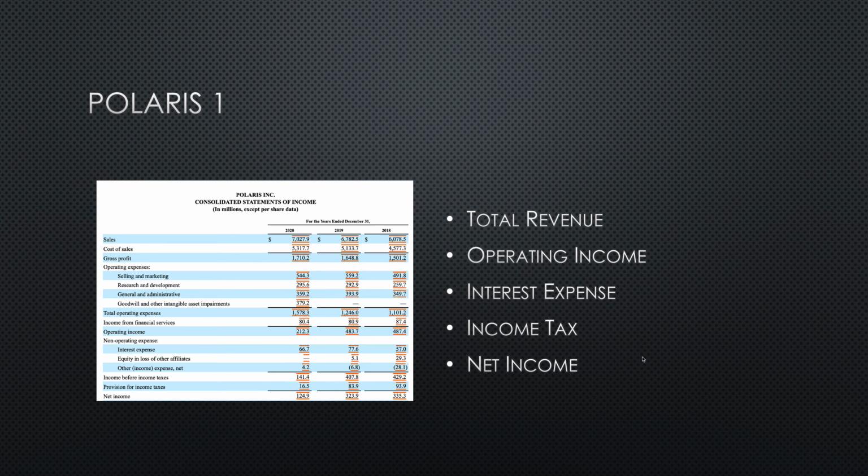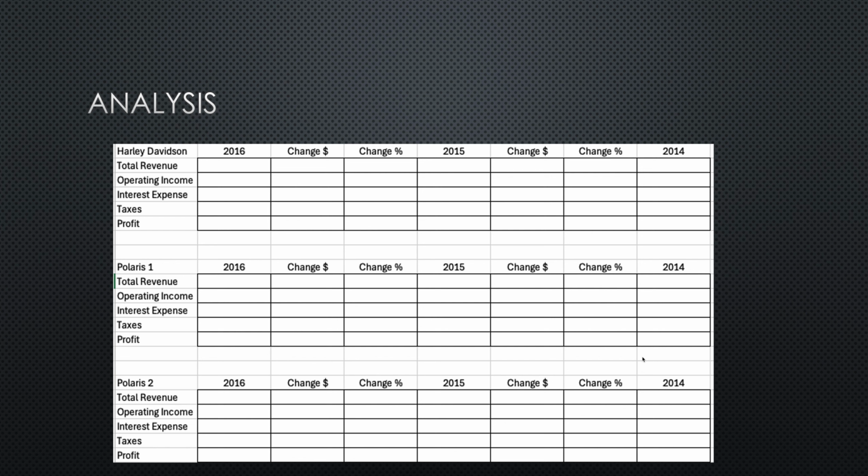So this is Harley. This is Polaris 1. This is Polaris 2. And then I want an analysis, right? You just plug in the company name and then tell me the line items that you reviewed, okay? Do it for each of them. That way I can see the analysis that you did.